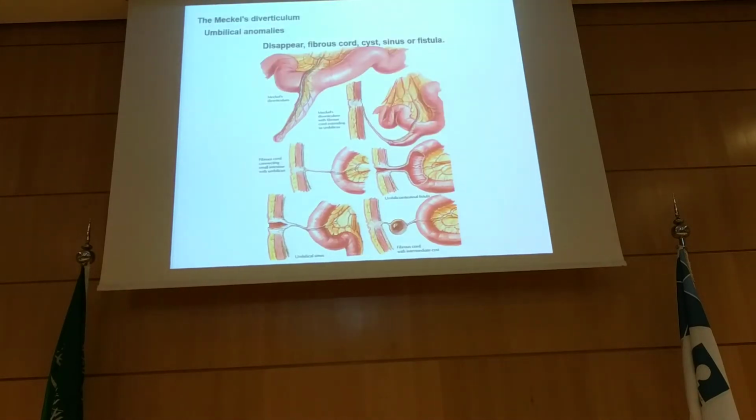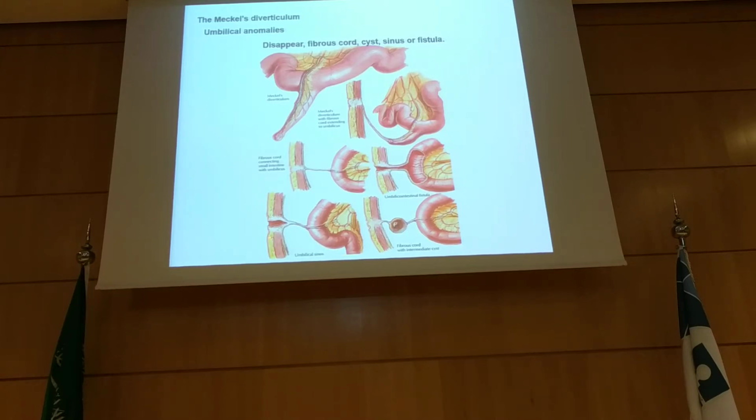Okay. Now, normally this vitellointestinal duct should disappear. We said in 2% it might remain as Meckel's diverticulum. In some cases, Meckel's diverticulum will be attached to the umbilicus by a fibrous cord. Sometimes it's only the fibrous cord that is present. Sometimes it is a fistula. Sometimes it is a sinus.